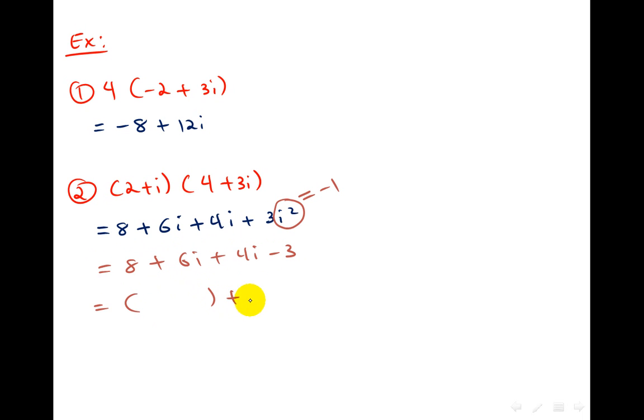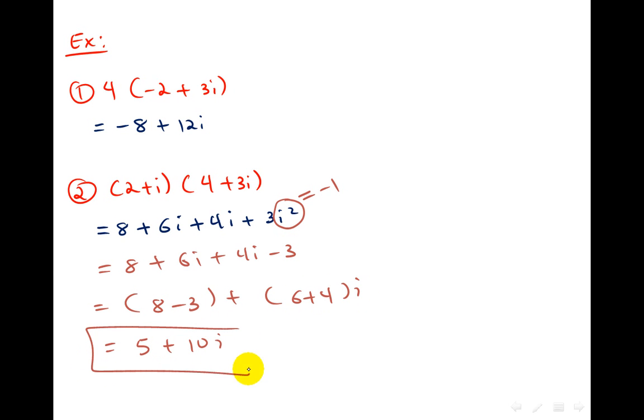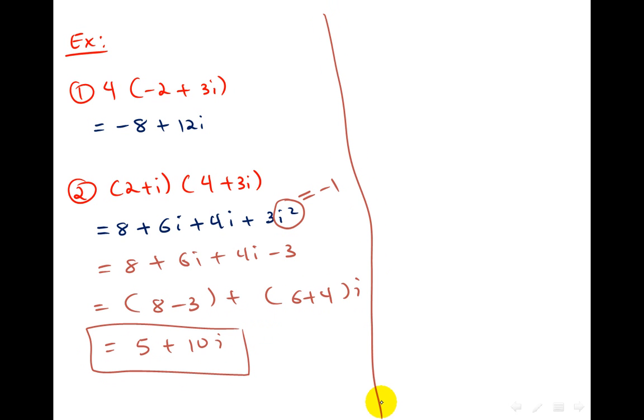Now collect the real part alone and the imaginary part alone here. So here you'll have 8 minus 3, and in the imaginary part you'll have 6 plus 4i. So 8 minus 3 will give you 5 plus 10i. So that will be our final answer. Okay, here I'll give you some questions that I want you to try by yourself, please.